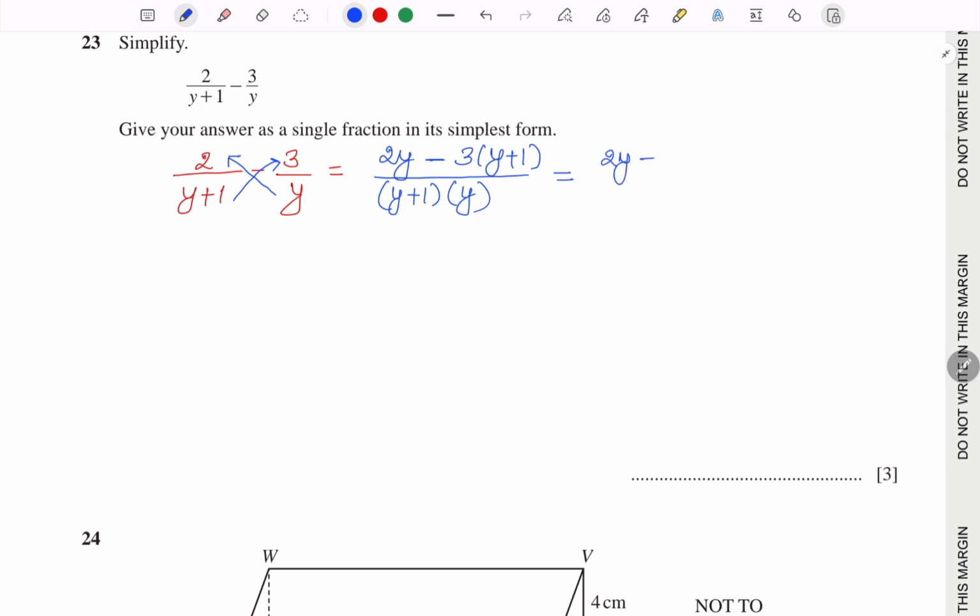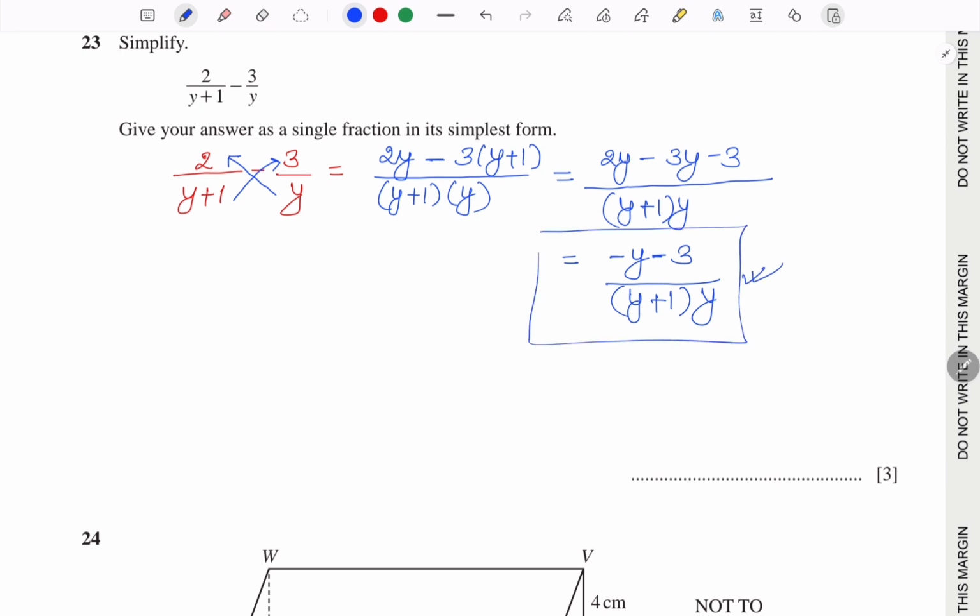Multiplying 3 with y plus 1 will give me 3y minus 3 divided by y plus 1 into y. If you subtract these two, this will give you negative y minus 3 divided by y plus 1 into y. This is the answer for this question.